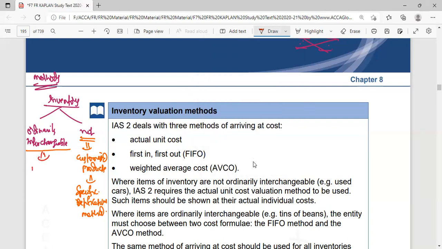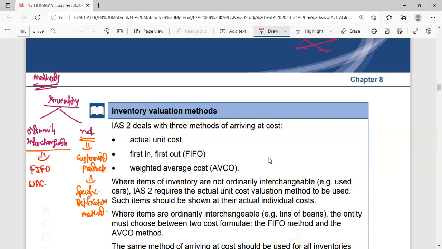So in this case, we use the FIFO method, first in first out, and another one is the weighted average cost method. And previously the LIFO method, last in first out, was also there, but the LIFO method is at present not accepted.